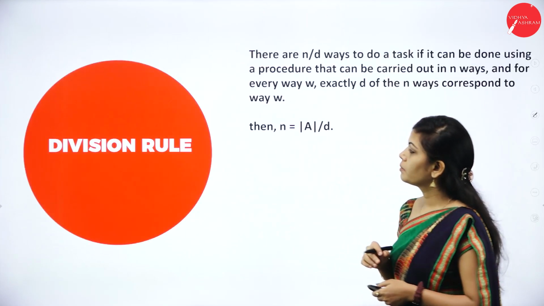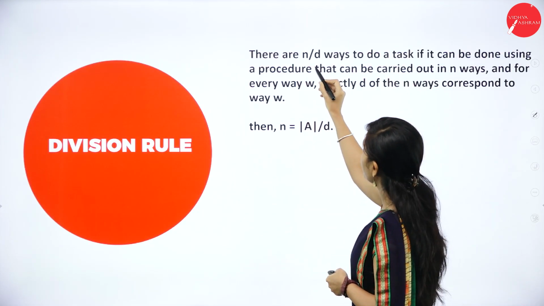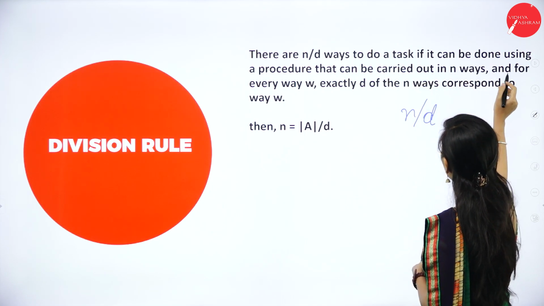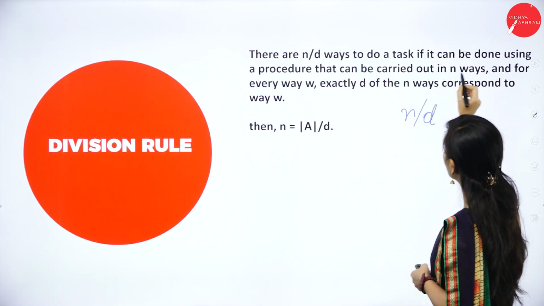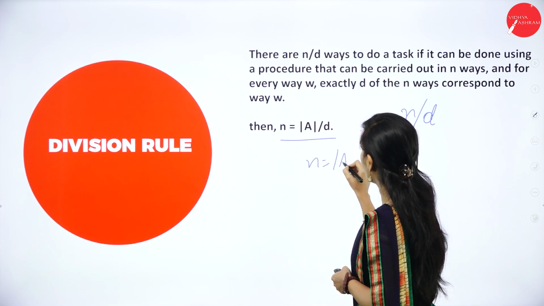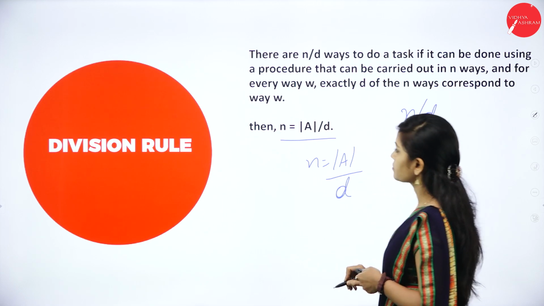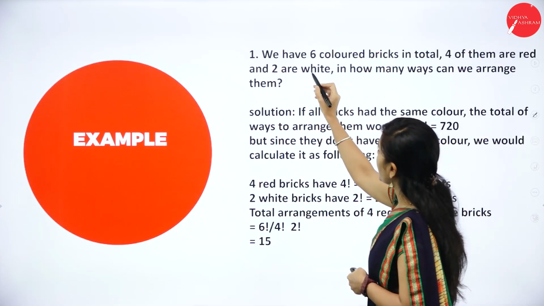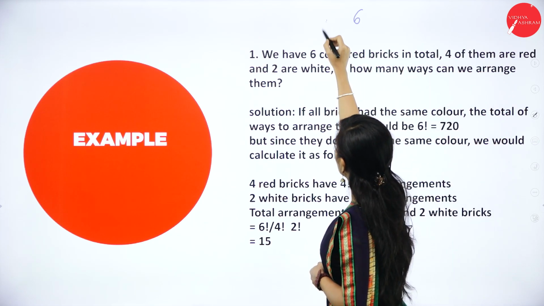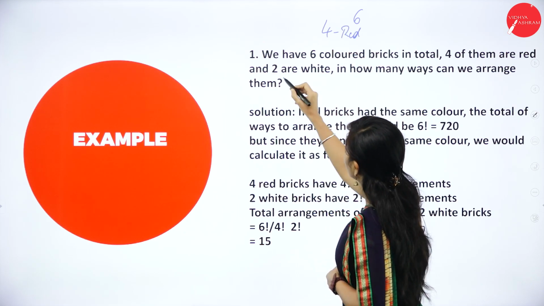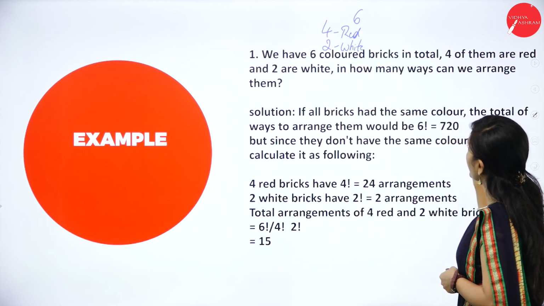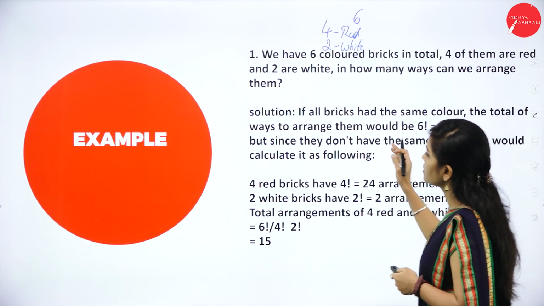And the last one is the division rule. There are n by d ways to do a task if it can be done using a procedure that can be carried out in n ways. So here you can use n is equal to |A| divided by d. Let us understand with an example. We have 6 colored bricks in total, 4 of them are red and 2 are white. In how many ways can we arrange them? Very simple concept. This is the division rule.